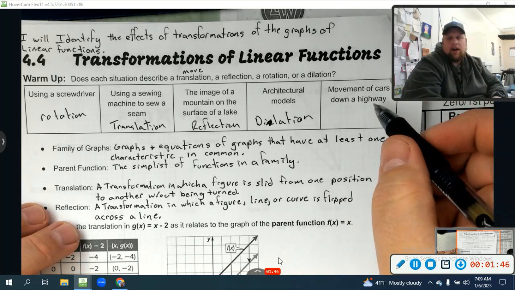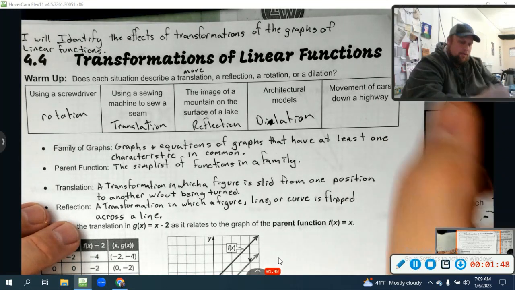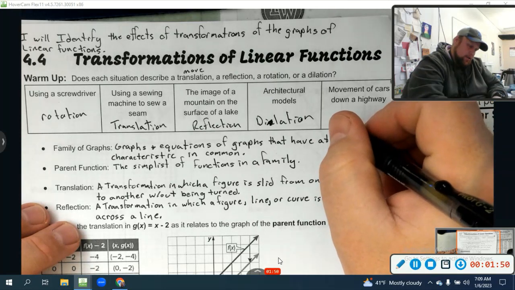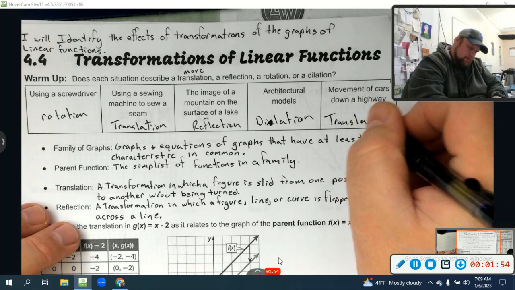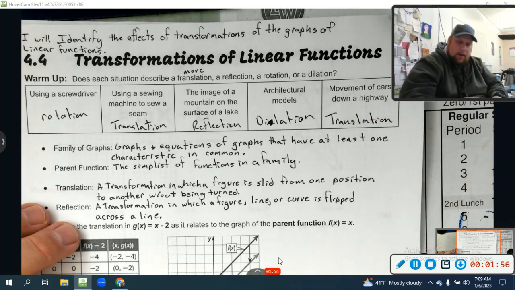Movement of cars down a highway, again, that's just that straight movement. That's all they're doing, so that is a translation. Okay, let's take a minute, look at our vocab.